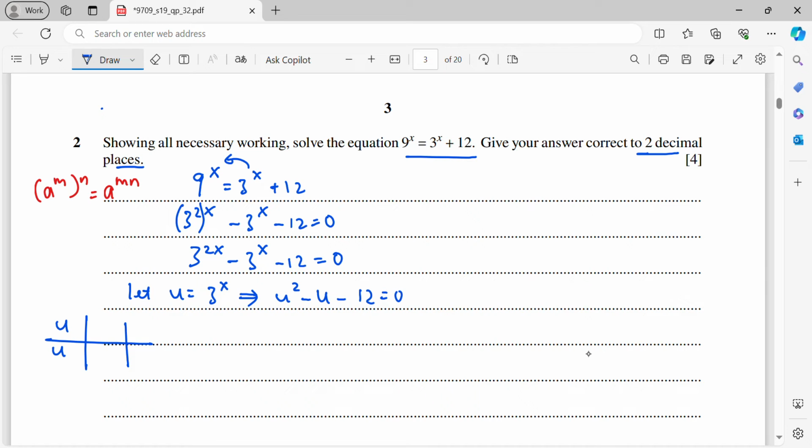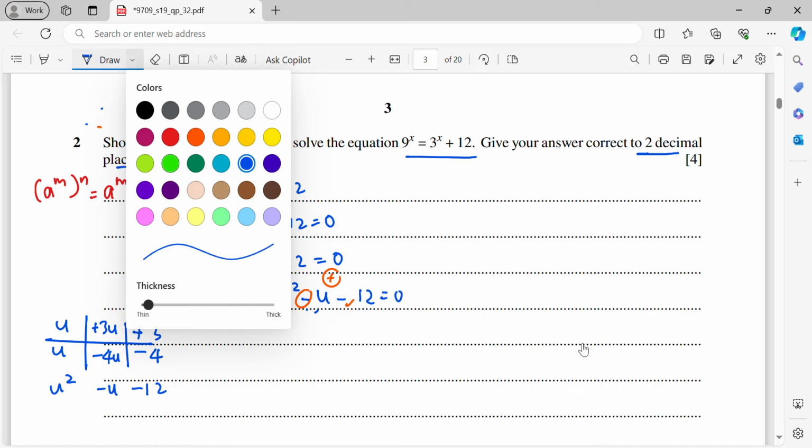Look at the sign here: minus times plus is a minus, right? Therefore, I will have 1 minus and 1 plus. Now to get 12, and here is minus, therefore it will be minus 4 and plus 3. Because when I multiply, this is plus 3u, and minus 4 times u is minus 4u. So the middle term, when you add up, will be minus u, which is the same as the middle term. And here is u squared, lastly minus 12.